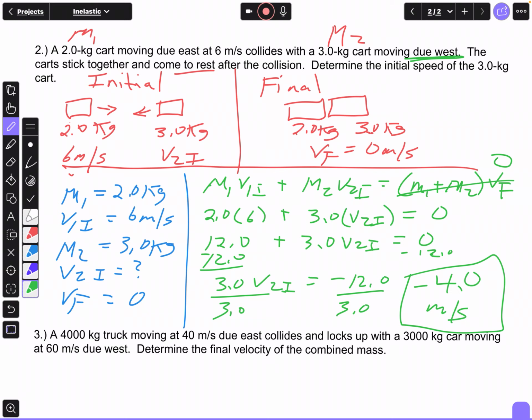Now I would encourage you to always draw the diagram, because it really helps keep track of your initial conditions, your V1I and your V2I. And it'll really help you if you draw that. It's not necessary. You can work it without it, but you have to be very careful and always make sure that you have your signs right for your velocities.